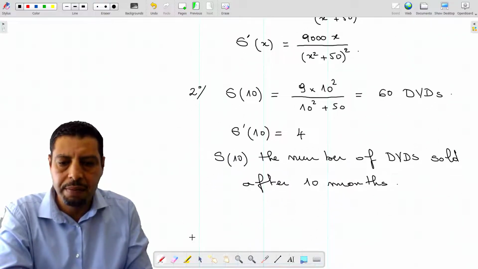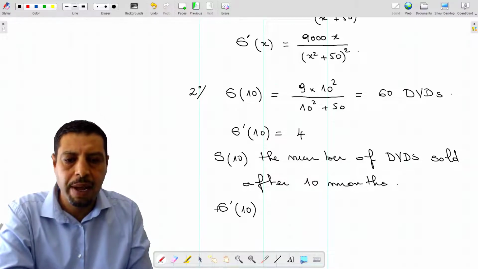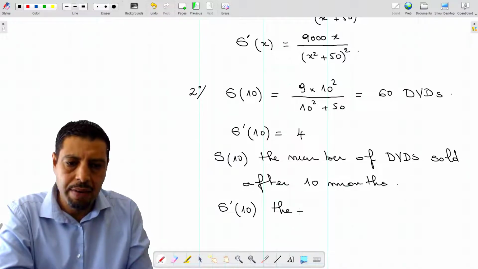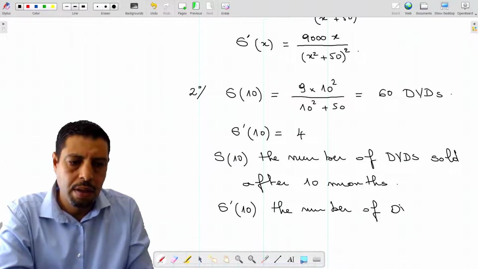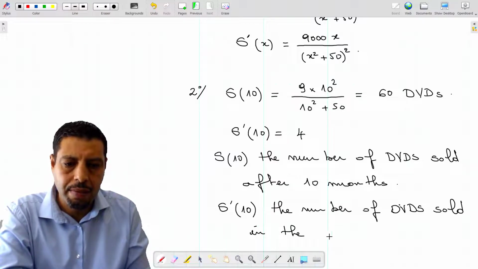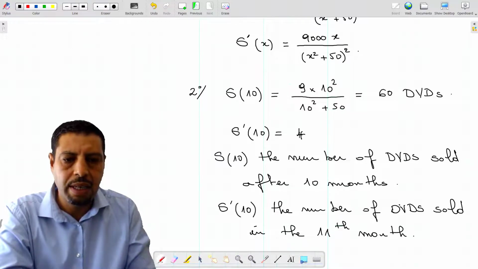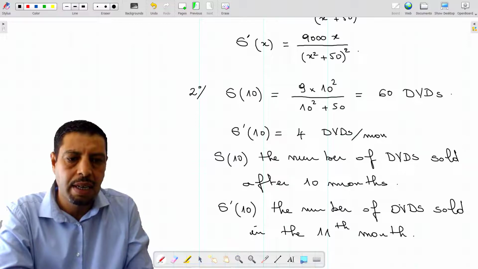Now, what is S prime of 10? S prime of 10 is the change in the sales of the DVDs in the next month. Remember about the marginal analysis. So it's the number of DVDs sold in the next month, which is the 11th month. So if we want to write the units here, it's going to be 4 DVDs per month, since it's the number of DVDs sold in the next month.